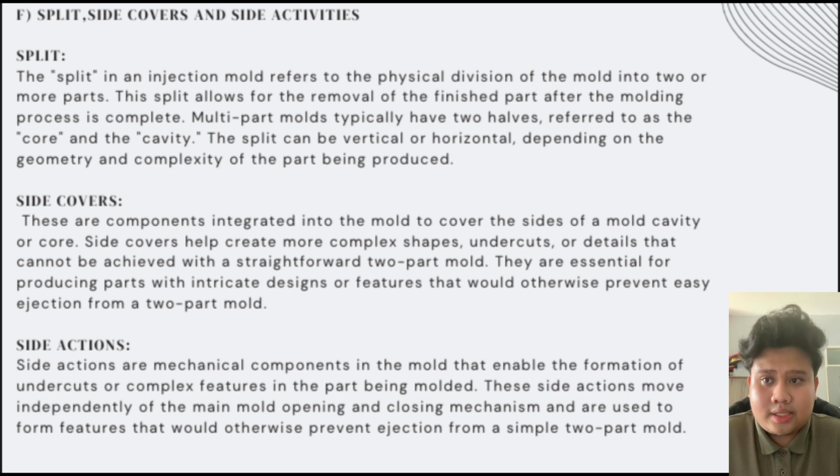mold. Side action. Side actions are mechanical components in the mold that enable the formation of undercuts or complex features in the part being molded. This side action moves independently of the main mold opening and closing mechanism and is used to form features that would otherwise prevent ejection from a single two-part mold.